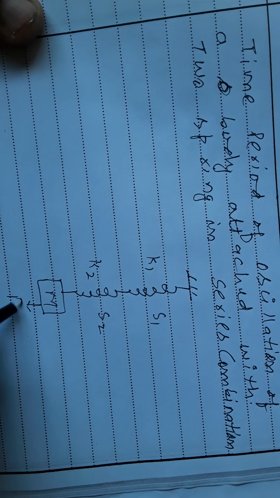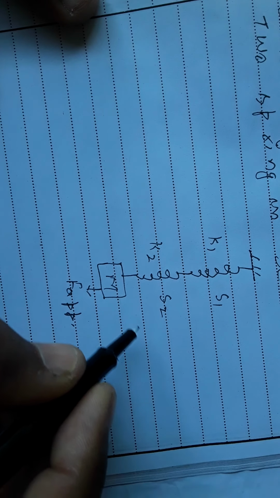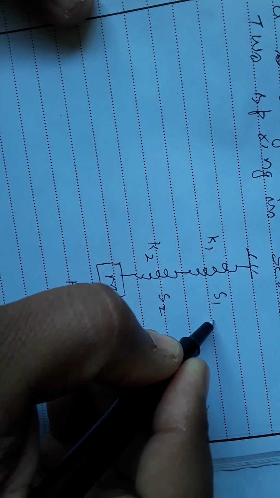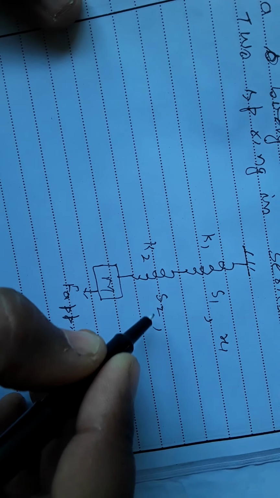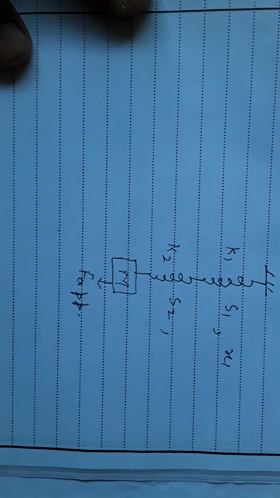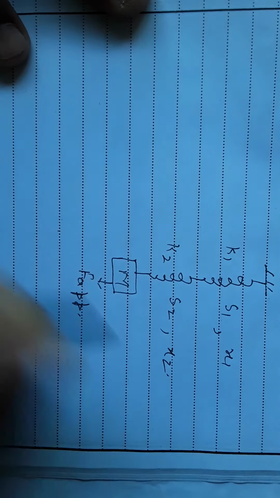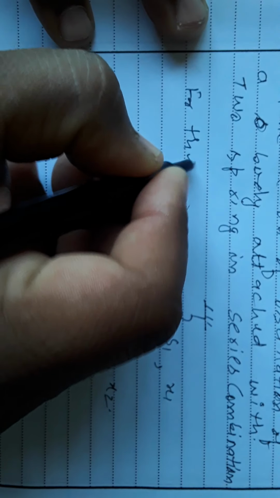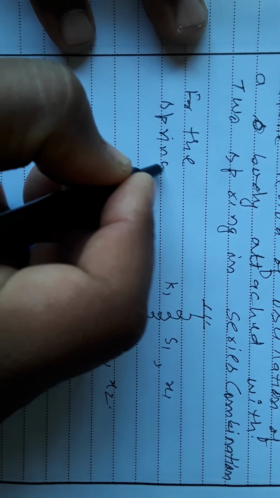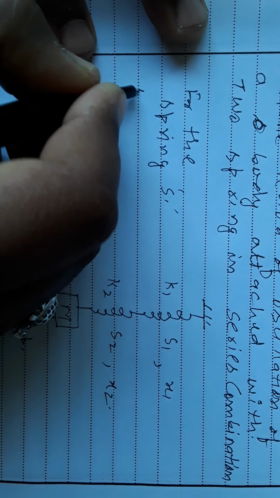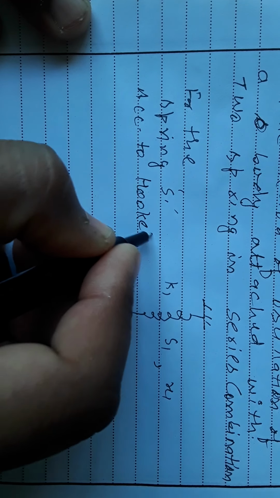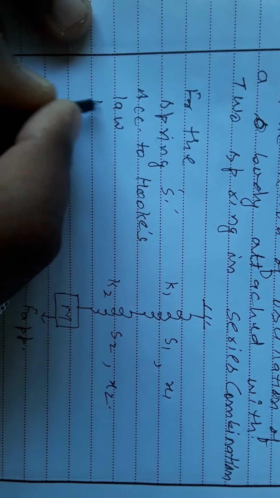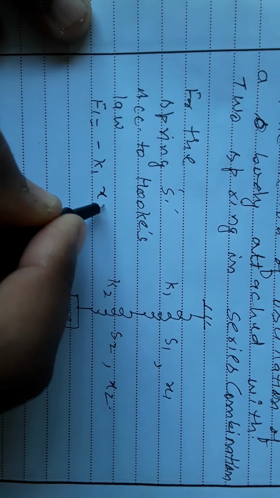Let the force is applied. Due to this force, displacement in the spring S1 is x1 and the displacement in the spring S2 is x2. Now for the spring S1, according to Hooke's law, we can write F1 = -K1 x1.